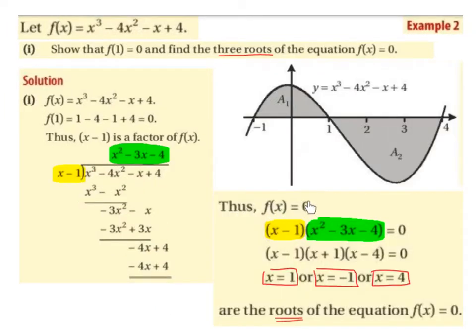Thus, if f of x is equal to 0, and f of x can be rewritten as x minus 1 multiplied by x squared minus 3x minus 4. If we factorize the x squared minus 3x minus 4, we get x plus 1 times x minus 4. So if x minus 1 is a factor, then x equals 1 is a root. If x plus 1 is a factor, then x equals minus 1 is a root. And if x minus 4 is a factor, then x equals positive 4 is a third root. So these are the three roots of the equation f of x equals 0.